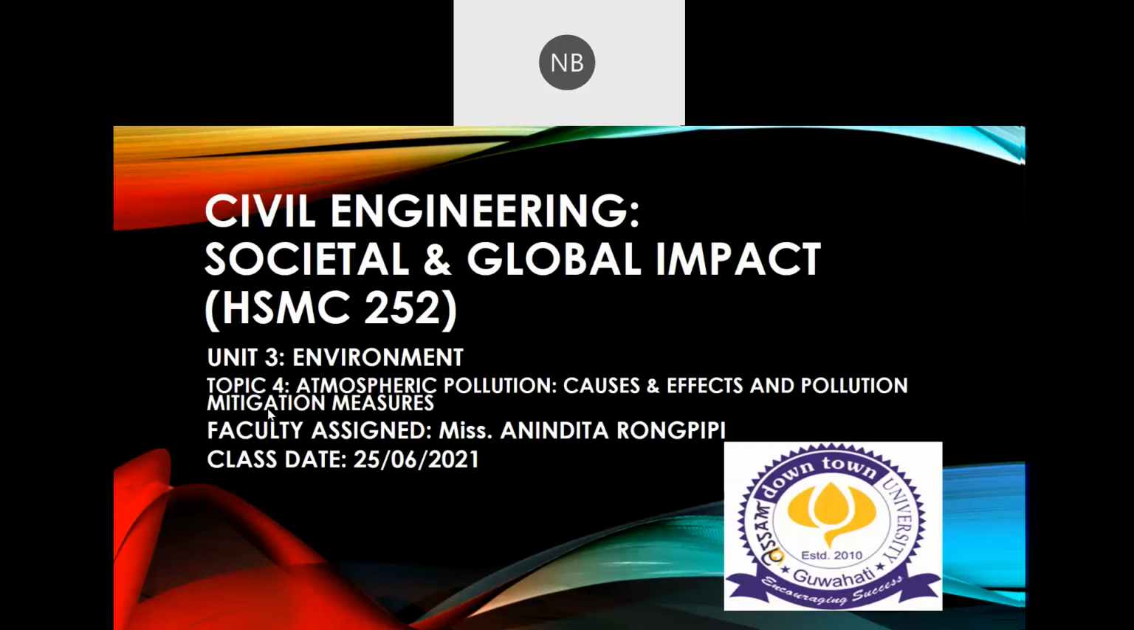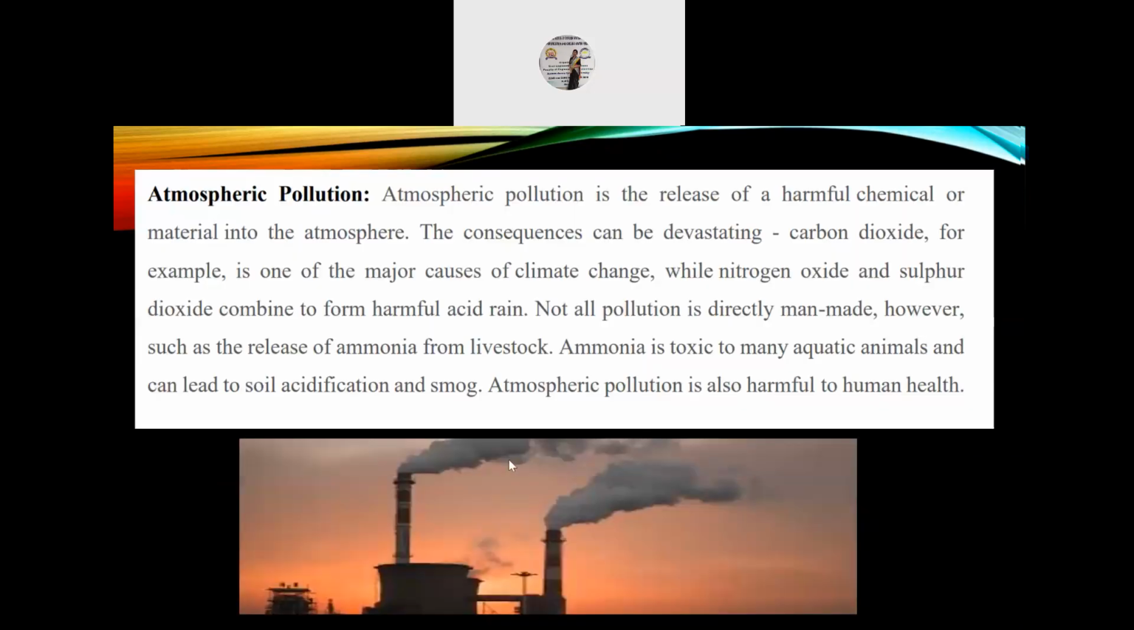So, good morning, students. We'll continue with our unit number 3 and topic number 4, which is atmospheric pollution causes and effects, pollution mitigation measures. First one, what is atmospheric pollution? Atmospheric pollution is the release of harmful chemicals and material into the atmosphere. The results or consequences of atmospheric pollution can be devastating.